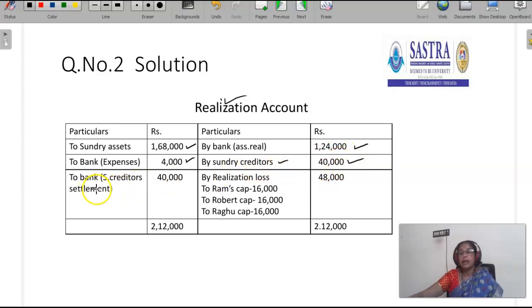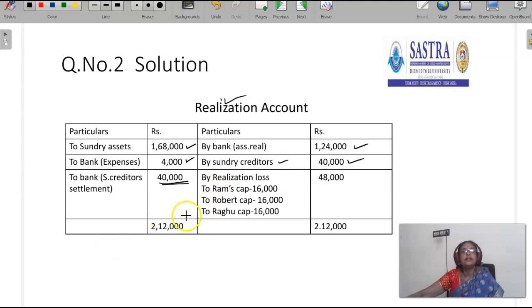Then they have to settle the sundry creditors. Sometimes we have seen that a 2% discount or 3% discount is received by the firm from sundry creditors. If no information is given about the settlement of the sundry creditors, or if the problem is silent about it, then we have to assume that the sundry creditors are settled as it is. So their balance is 40,000. The firm settles fully, 40,000 rupees.